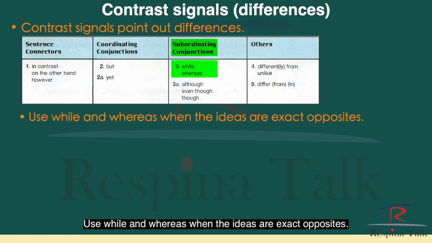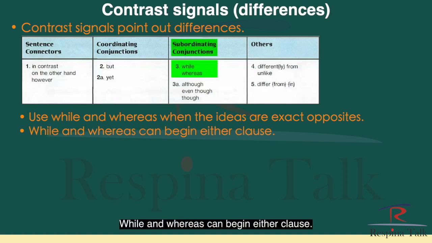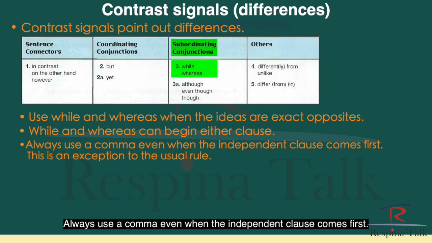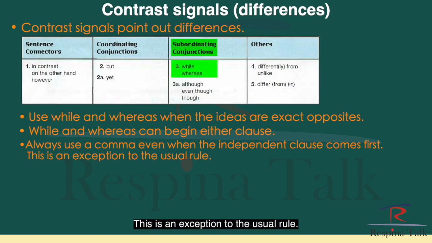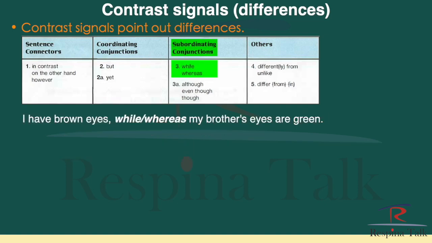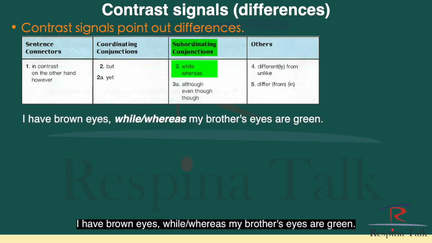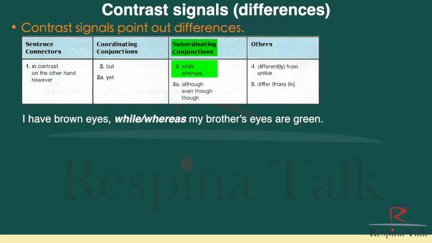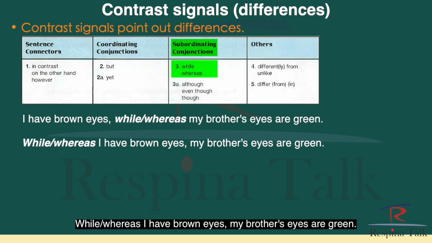Use while and whereas when the ideas are exact opposites. While and whereas can begin either clause. Always use a comma even when the independent clause comes first. This is an exception to the usual rule. For example, I have brown eyes, comma, while or whereas my brother's eyes are green. Another example, while or whereas I have brown eyes, comma, my brother's eyes are green.